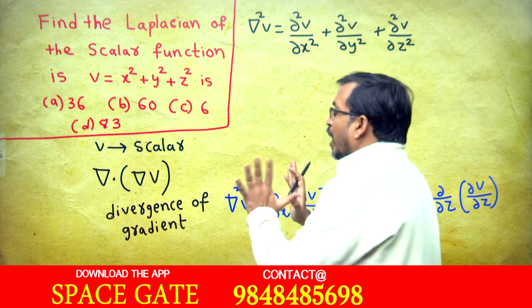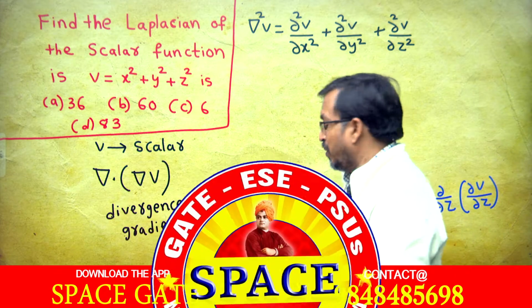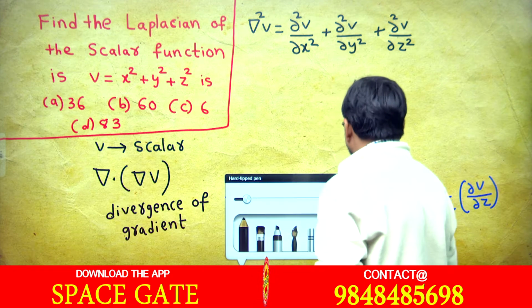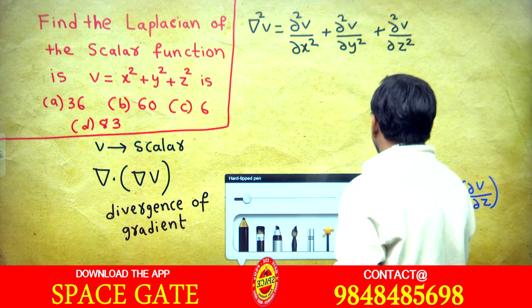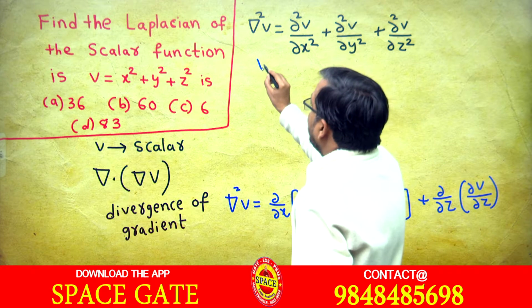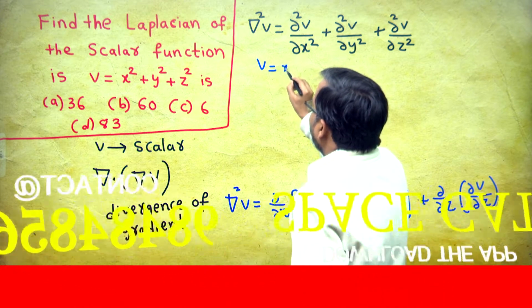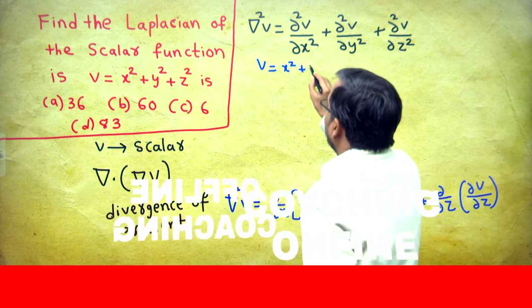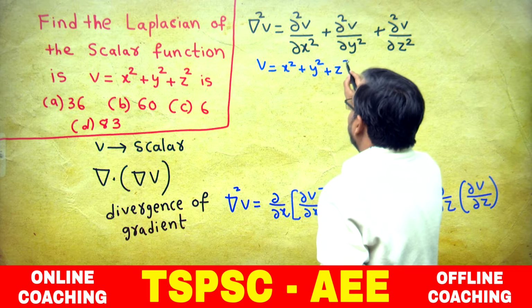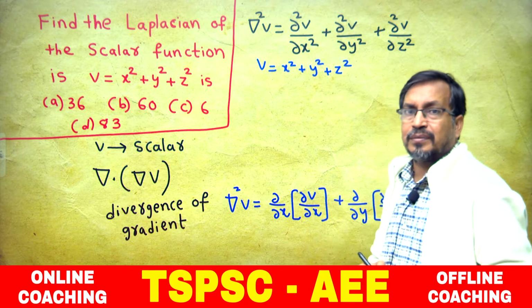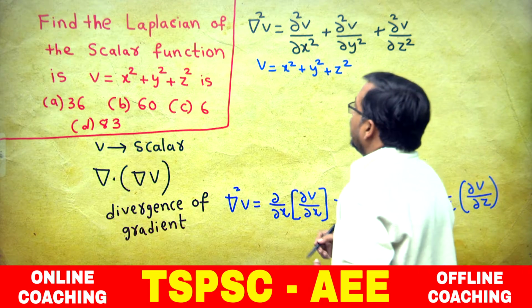Now, we got the formula, we understood the formula. Now we are substituting the given input. The given input is v equals x square plus y square plus z square. Then I am finding del square v.